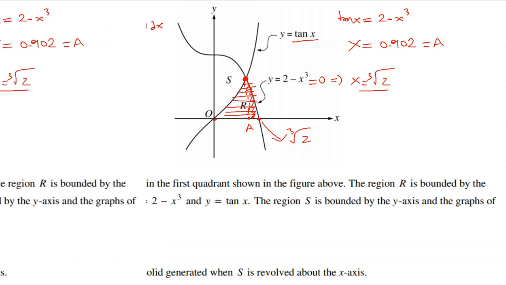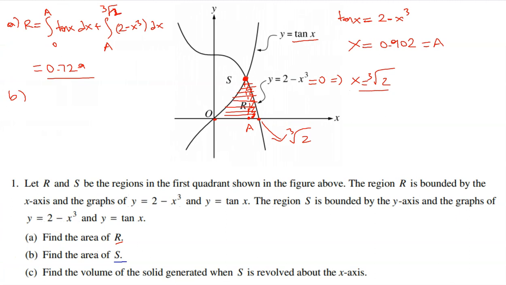Alright, let's move on to the second part. In part B, we're being asked to find the area S. Let me use a different color. The area S, as you can see, is right here. We can find the area of S two ways. The first way is with respect to y, the second way is with respect to x. Finding the area of S with respect to x is way easier than with respect to y, so we're going to choose the second way.